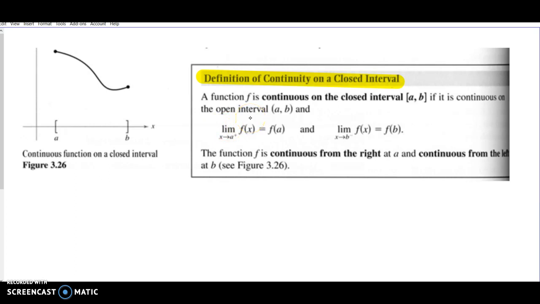Very similar, except this one does have something special about its endpoints. It says a function is continuous on the closed interval if it is continuous between a and b, and the right-hand limit is equal to f of a. The limit as x approaches a from the right of f of x is f of a, and the limit of f of x as x approaches b from the left is f of b. In other words, the function f is continuous from the right at a and continuous from the left at b. And here it's a good figure to help understand that.